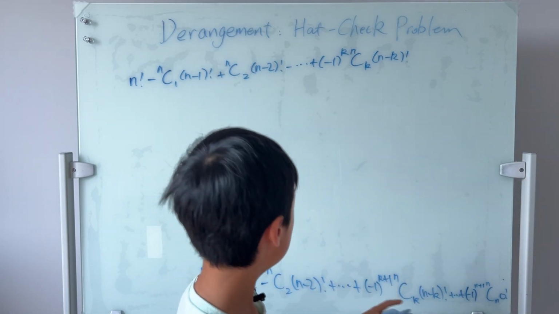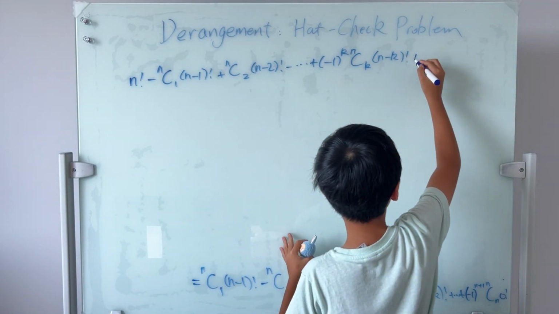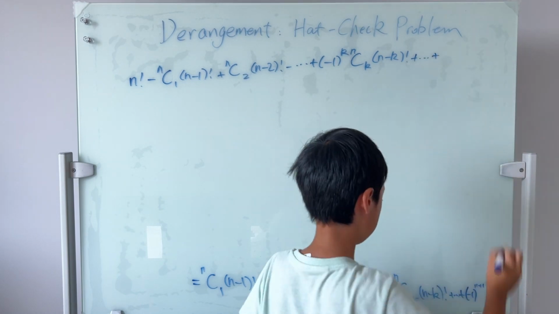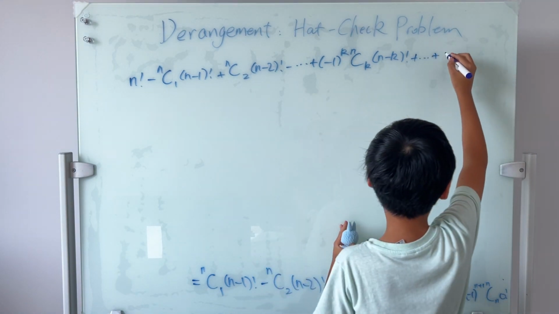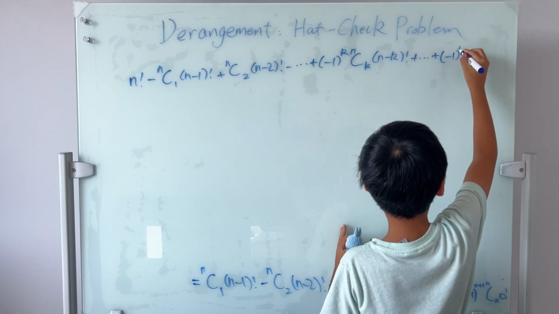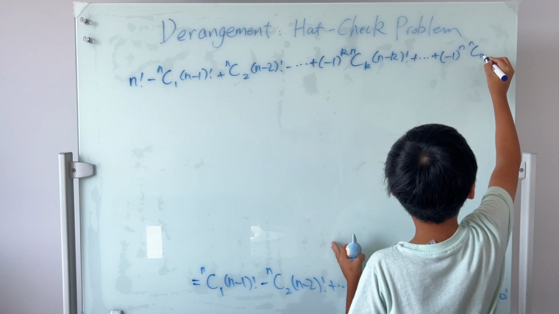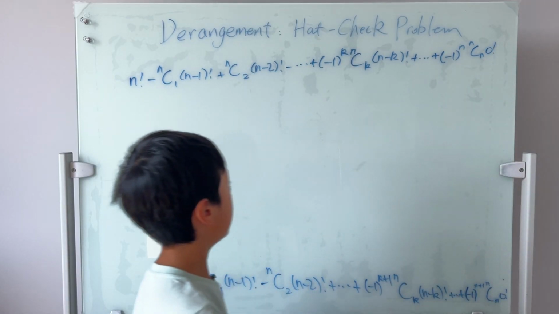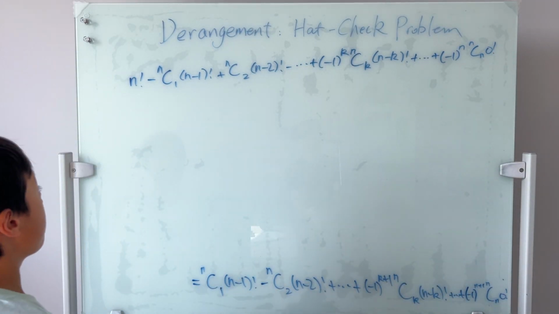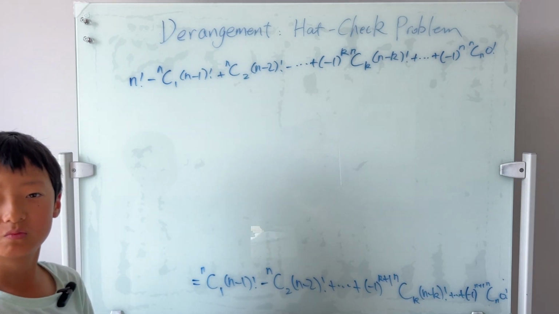And then, oh, I might not have enough space. This will just be negative 1 to the n. And then this will be Cnn 0 factorial. Okay. Oof. So, now what do we do?